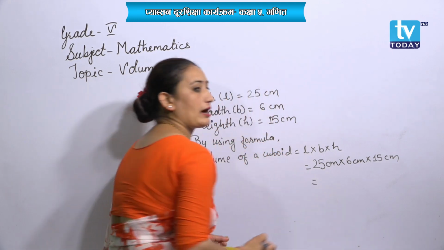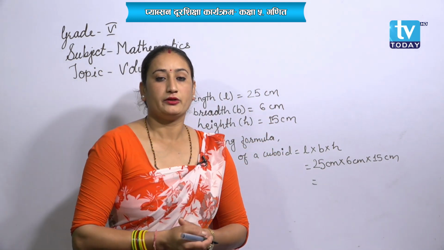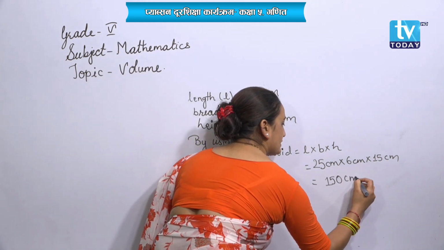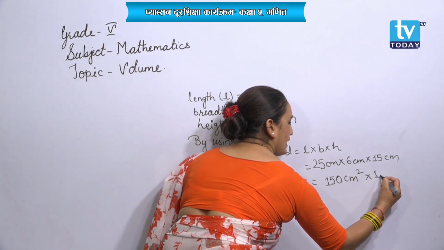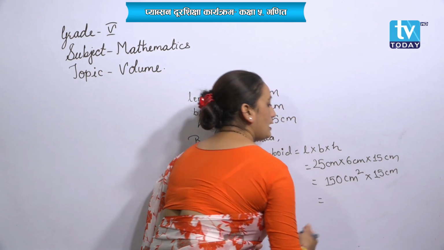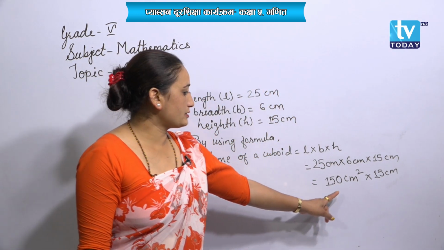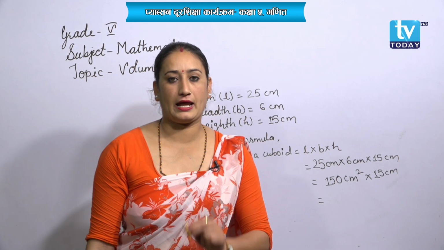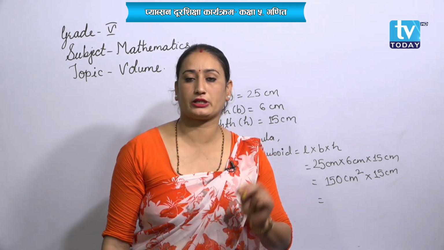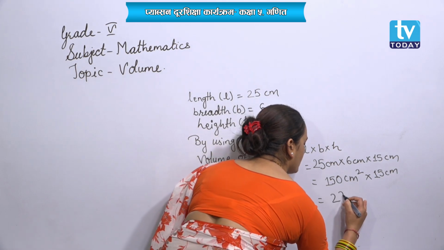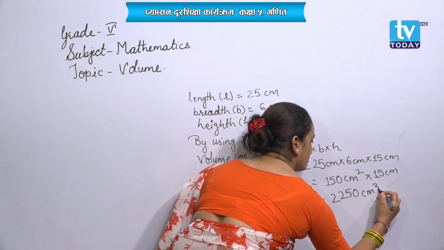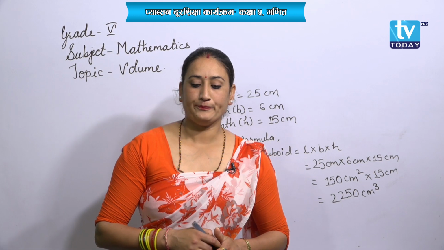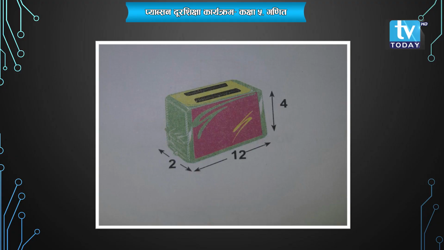That means 25 6 times it will be 150. So write down 150 centimeter square, and again it's multiplied with the 15 centimeter, and after multiplying 150 with 15 centimeter, it will be 2250 centimeter cube or cubic centimeter. 2250 centimeter cube, or we can say it as a cubic centimeter. Okay, just like this.